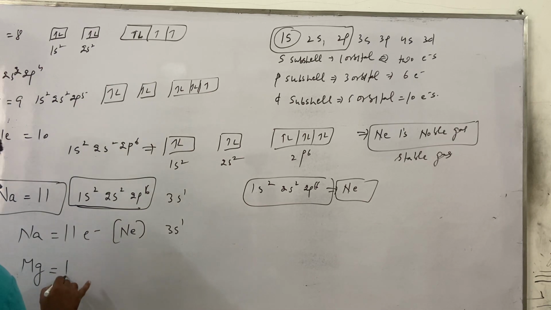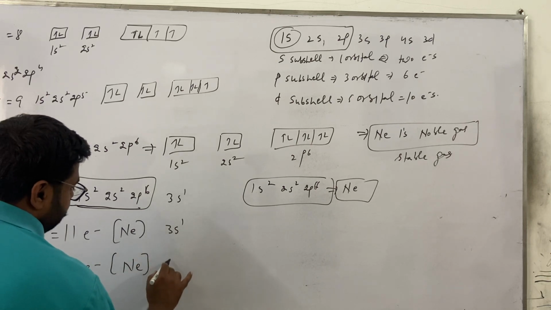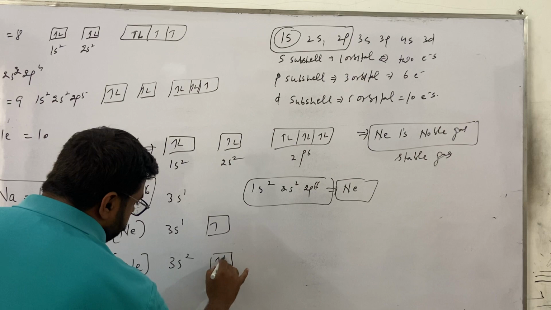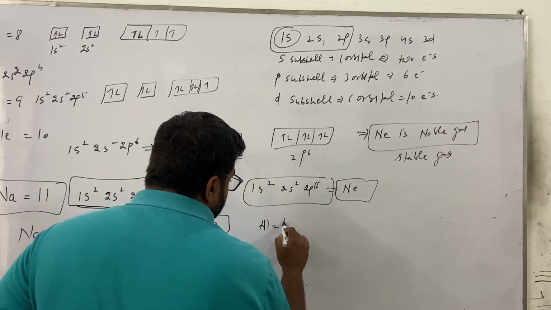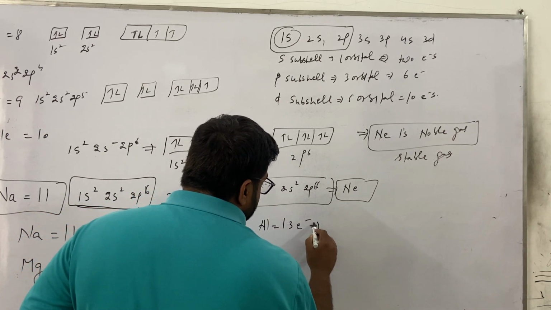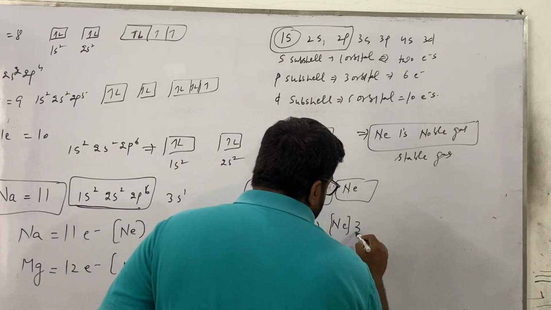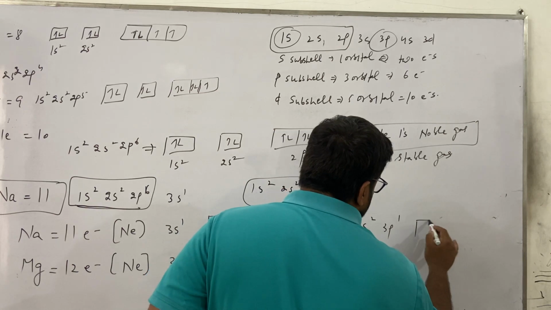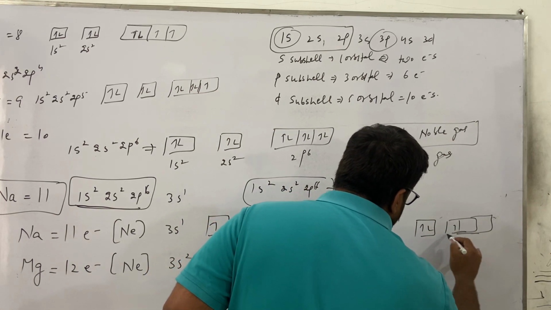Next one is magnesium. So simply I can write 12 electrons: up to 10 there will be neon and the next shell is 3s2. Now the next one is aluminium. There are 13 electrons in it, so I can write it as again neon for up to 10, then 3s2 and 3p1. The next subshell is 3p1, so I can write it as 3s2 and 3p1.